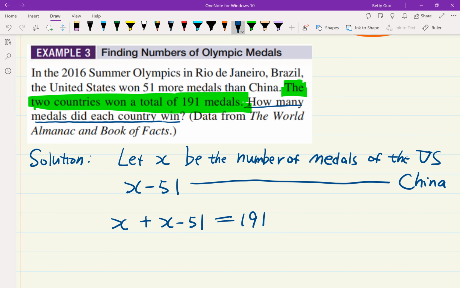Now I'm going to give you 1 minute. Please help me solve this equation for X. Let me know what you have for X. You can use a calculator to assist you. The equation part actually is not difficult. The two countries won a total of 191 medals, so if we add up the number of medals from the two countries, we would have 191. That's the equation.